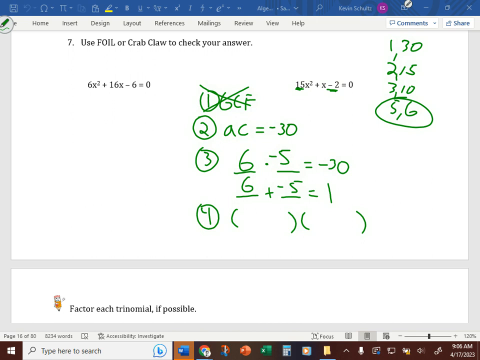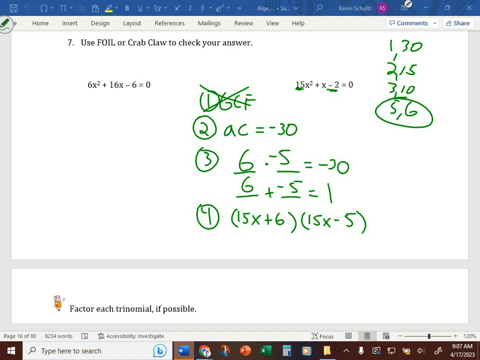Would it be 15? Yes. We're going to start each set of parentheses with our A term, which is that 15x. Why isn't it squared? Because the squared is what we get when we FOIL, crab claw, box this. Our goal is to write the two binomials that multiply to make the trinomial, and that squared term comes from old man FOIL, crab claw, whatever method you want to use, multiplying our x term by our x. So in our parentheses, it's not squared yet. It only becomes squared if we multiply these binomials together. Okay? And then we put positive 6 in one of them, negative 5 in the other.